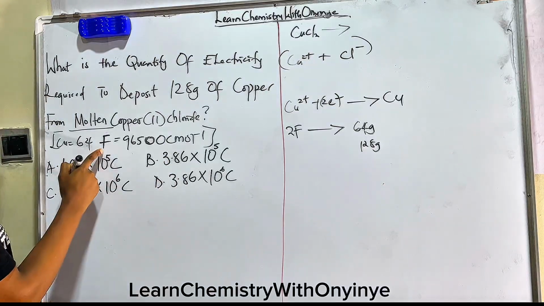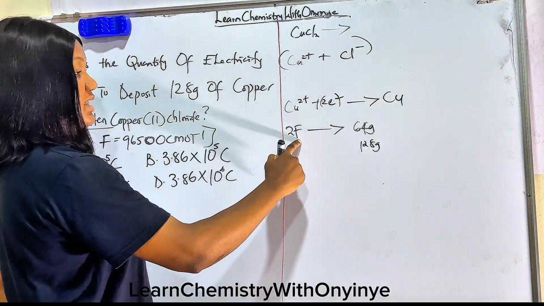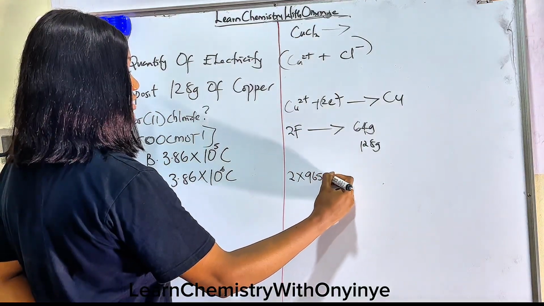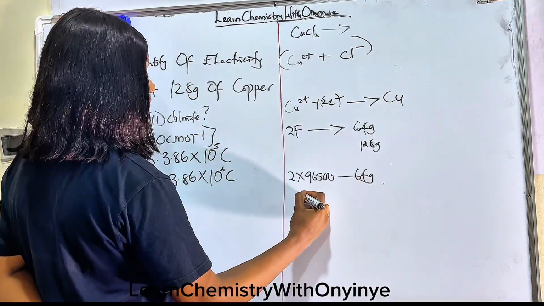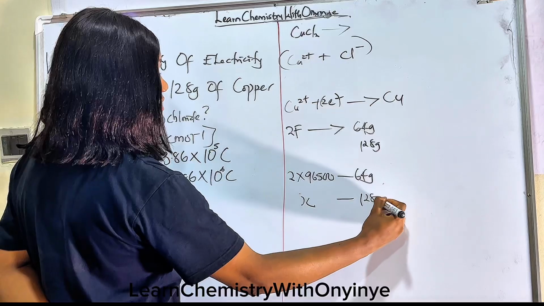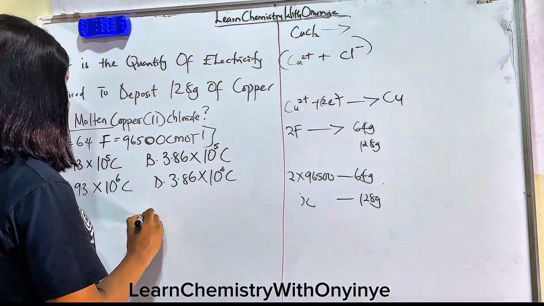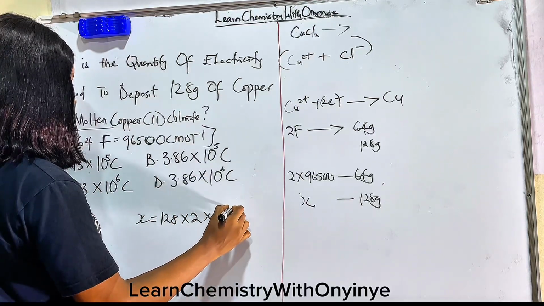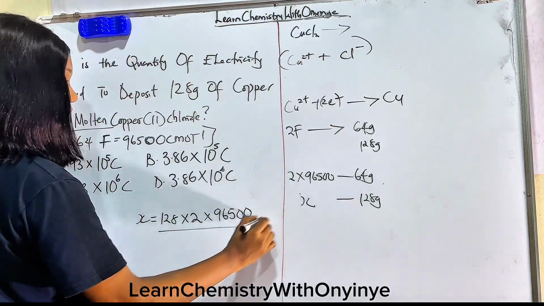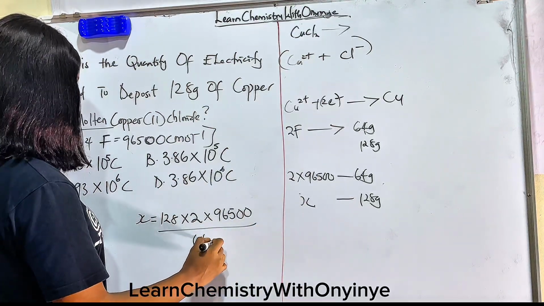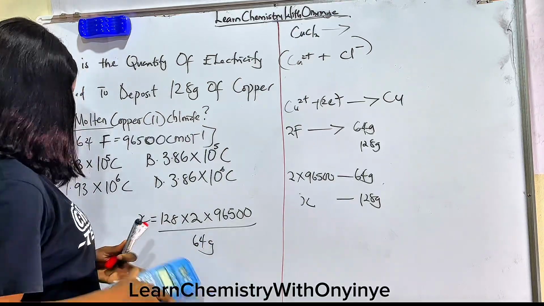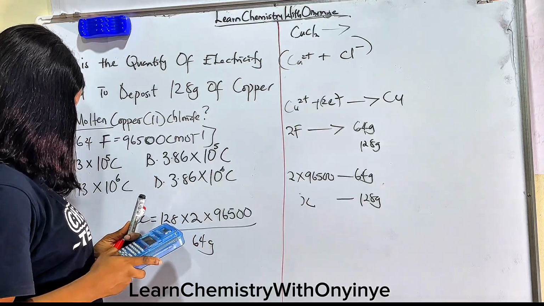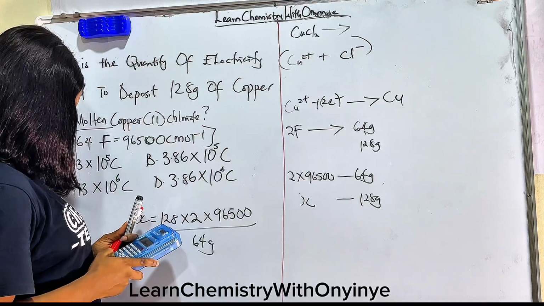What is F? F is 96,500. So I'm going to replace F here with 96,500. So I have 2 times 96,500 to give me 64 grams, and X to give 128 grams. So what's X? Your X is equal to 128 times 2 times 96,500 divided by 64 grams. So let's calculate this: 128 times 2 times 96,500 divided by 64.